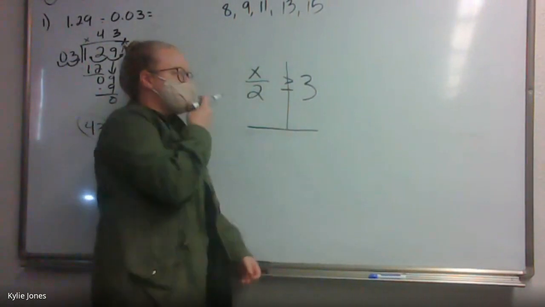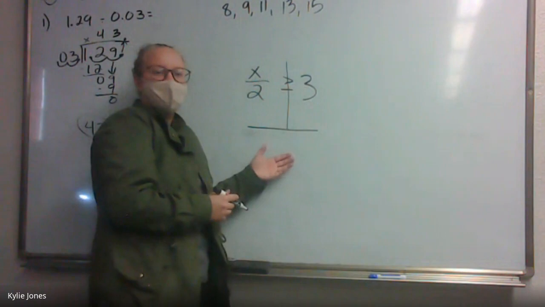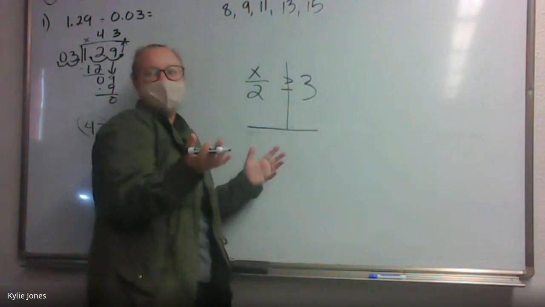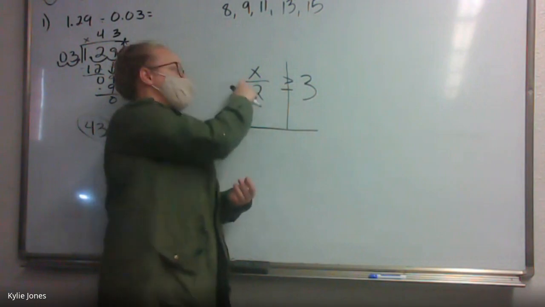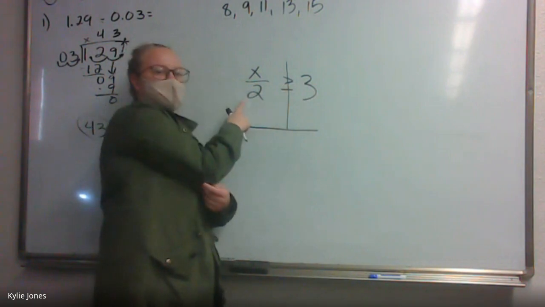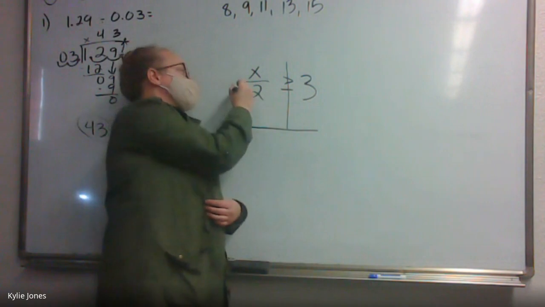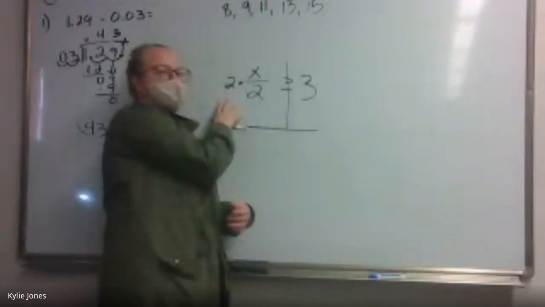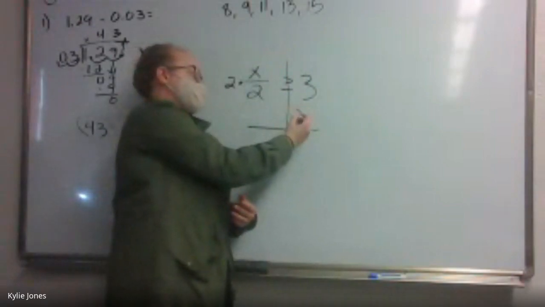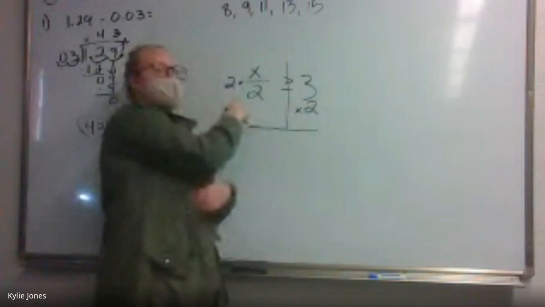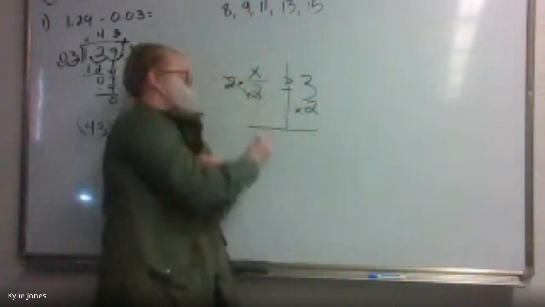Okay. So you have your upside down T to start with, and then you need to do the opposite of whatever's happening. Isolate your variable. So we are dividing by 2 on this side. What is the opposite of dividing by 2? Multiply by 2. If I multiply by 2 over here, what do I have to do? Multiply by 2 on this side. What happens with these 2's? They cancel and you're left with x.